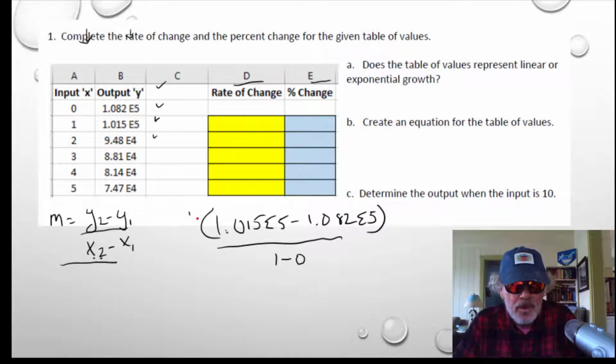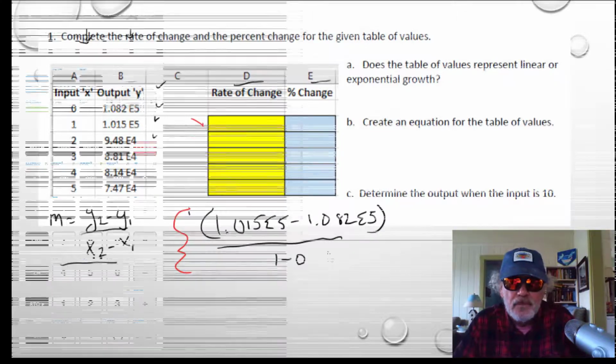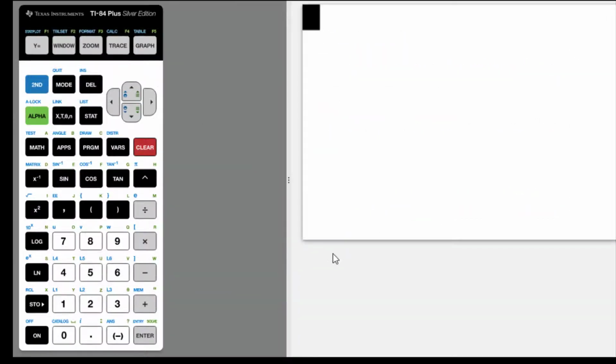Okay, so this is the problem I'm going to do, which is the first rate of change. I'm going to do it on the emulator, so I'm going to switch to the emulator. Okay, so I left you to do this one problem. Most calculators are similar to this, though most of them will have this caret over here, and most of them will look similar.